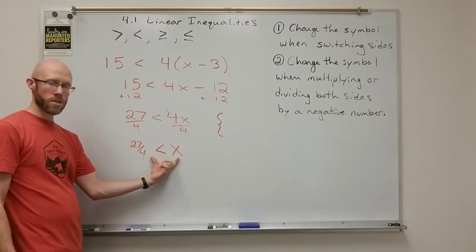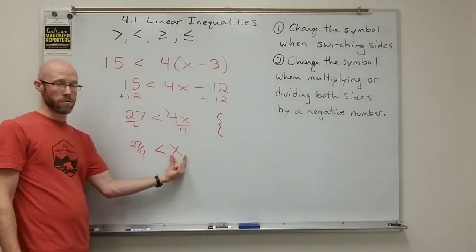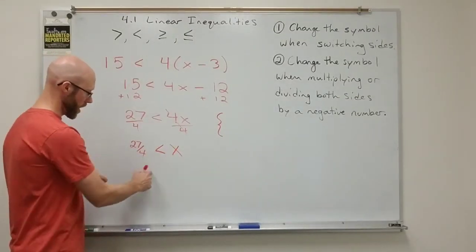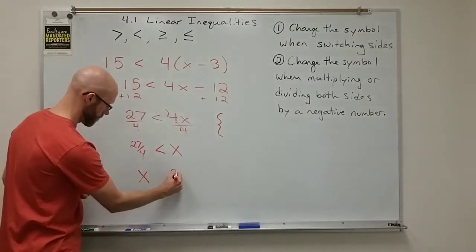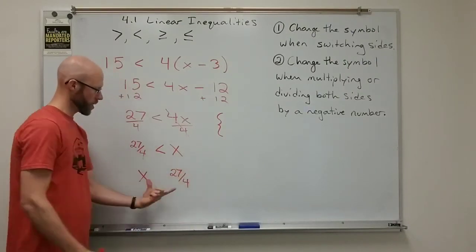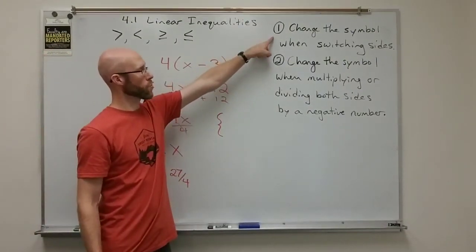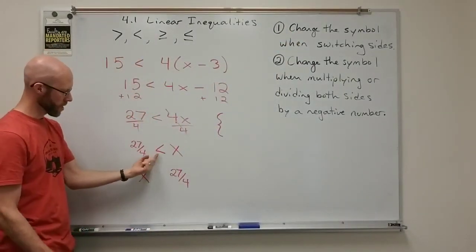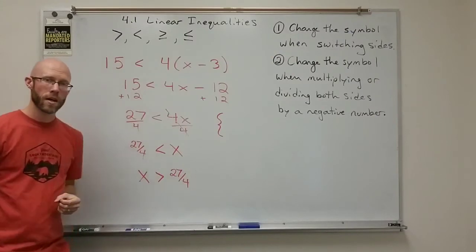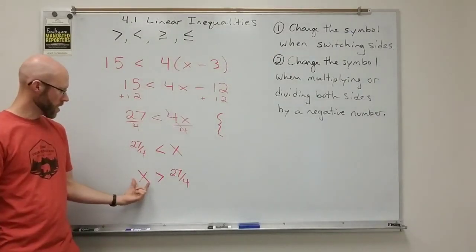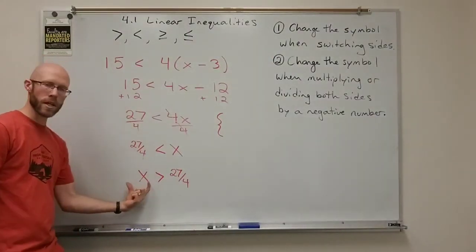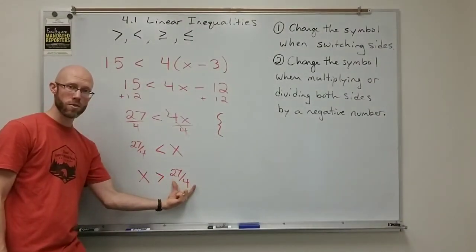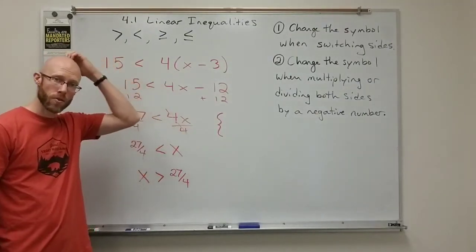Generally speaking, it's easier to work with these inequalities where the variable is on the left side. And for that reason, I'm going to move the x over. I'm going to interchange the sides here. When I do that, though, remember, property 1 says I must change the symbol when switching sides. So the less than now becomes a greater than. And so when I read it with the variable on the left, it makes more sense that x is greater than 27/4, which means it's to the right, okay?